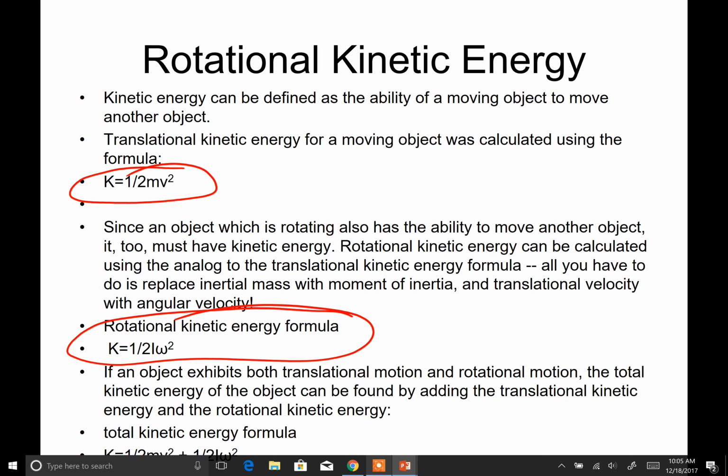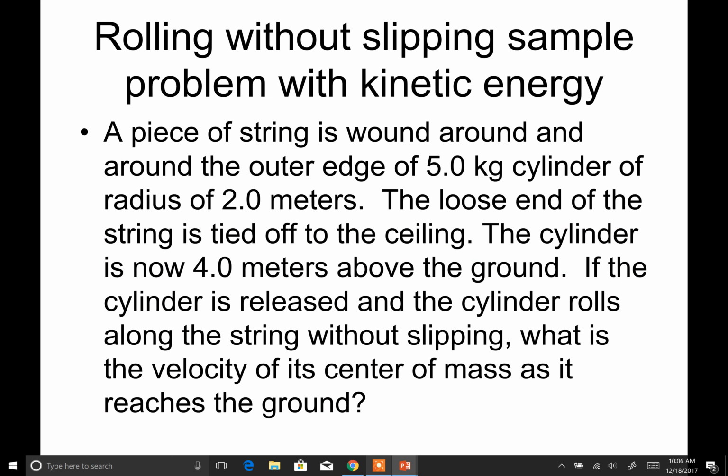If an object is undergoing both translational motion, or linear motion, and it's rotating at the same time, for example, maybe a tire rolling along a surface, it's going to have both forms of kinetic energy. It's going to have the linear or translational kinetic energy and the rotational kinetic energy. So we might see them in an equation where the total kinetic energy is equal to 1/2 mv squared plus 1/2 I times angular velocity squared. So here's an example problem where that might be true.